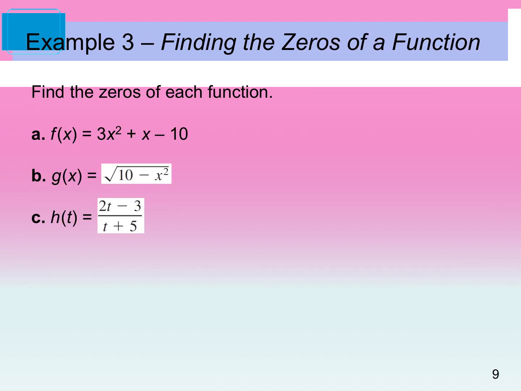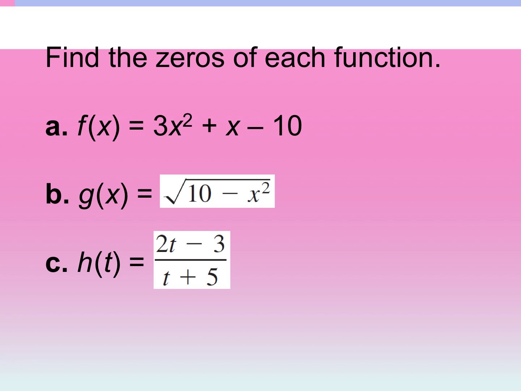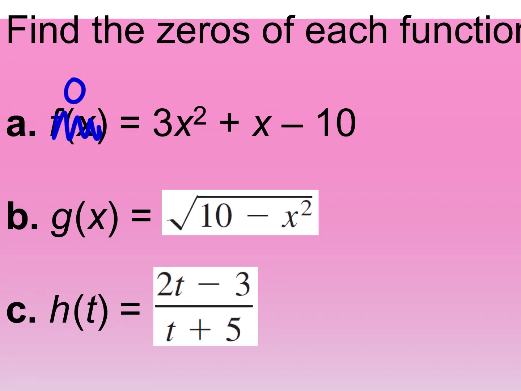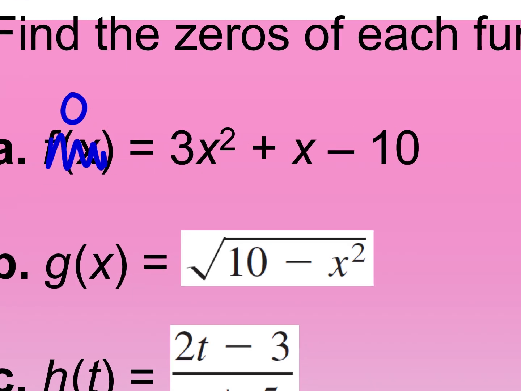So let's practice finding the zeros in example 3. So in A, we're going to make f of x 0, and we solve. How do we solve something like this? What would we do? We want to factor. So to solve, we're going to factor. Here, since our leading coefficient's not 1, I'm going to factor by multiplying the first times last.